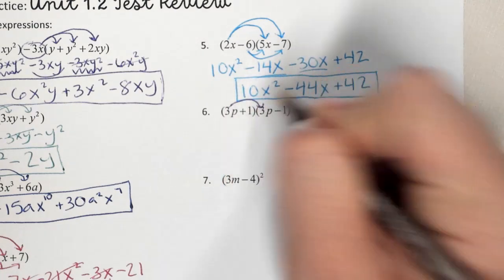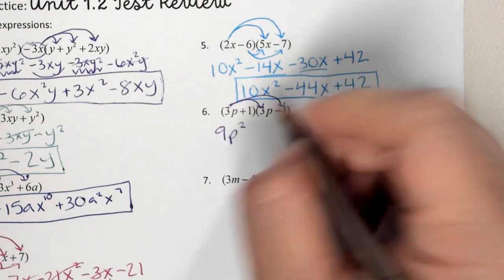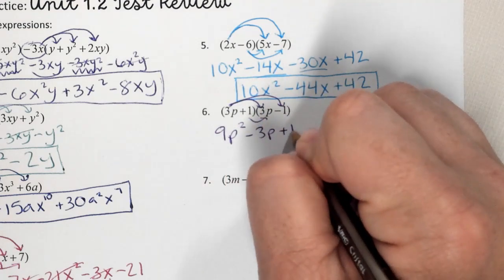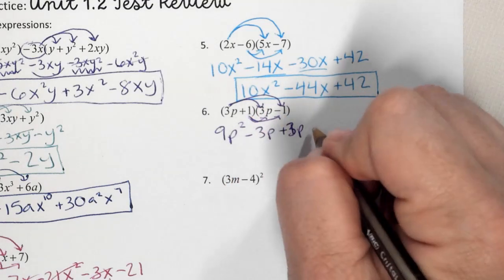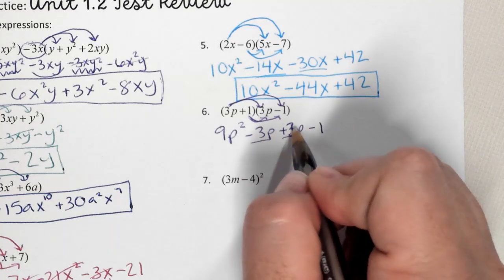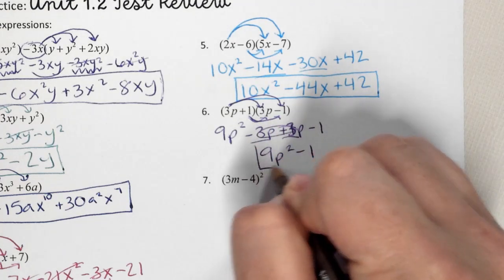So 3p times 3p is 9p squared. 3p times negative 1 is negative 3p. 1 times 3p is positive 3p. And then positive 1 times negative 1 is negative 1. Now, middle two terms are alike. Negative 3 plus 3 is 0. So we have 9p squared minus 1.